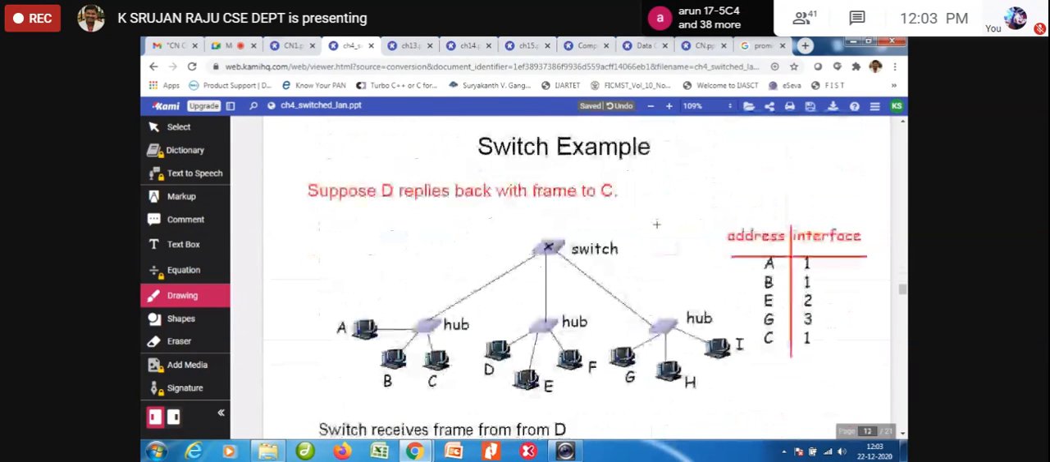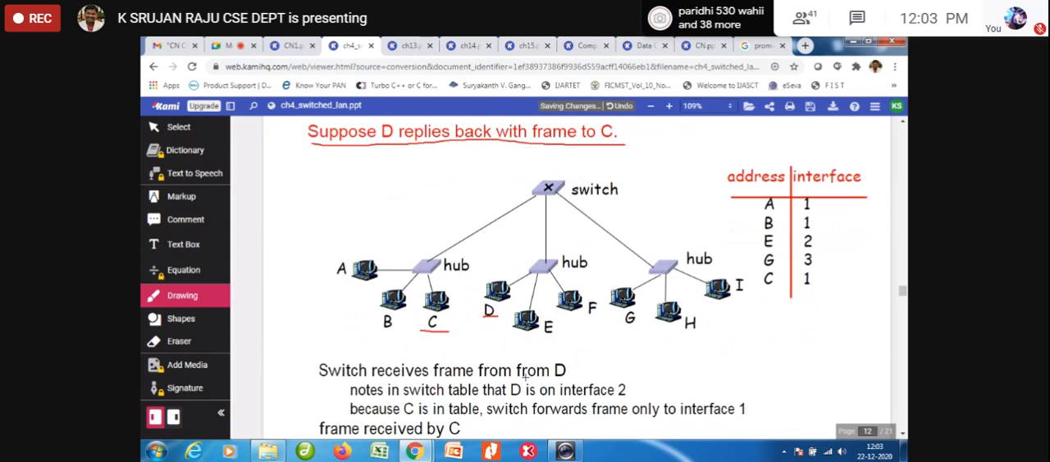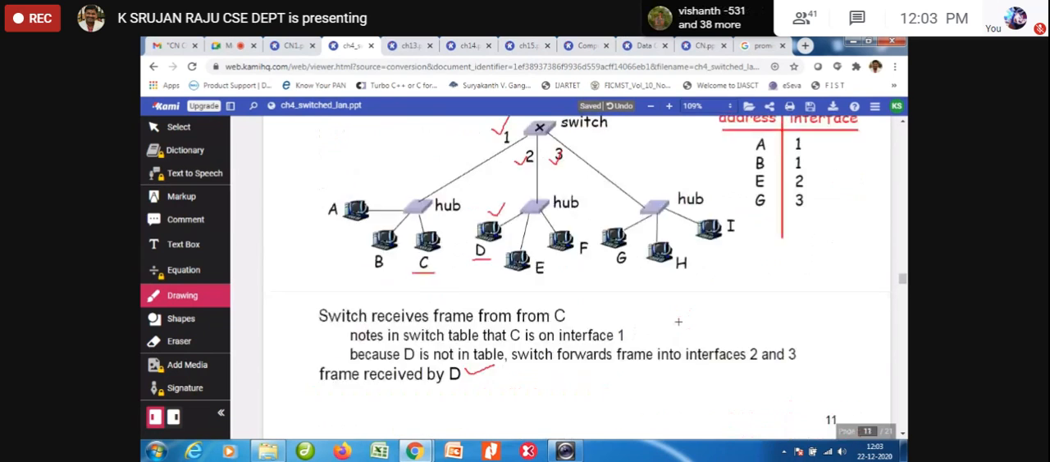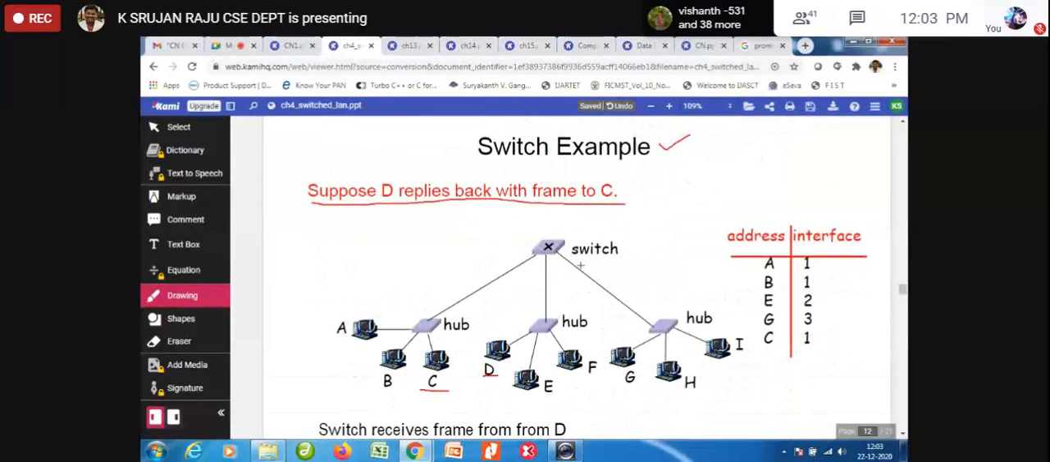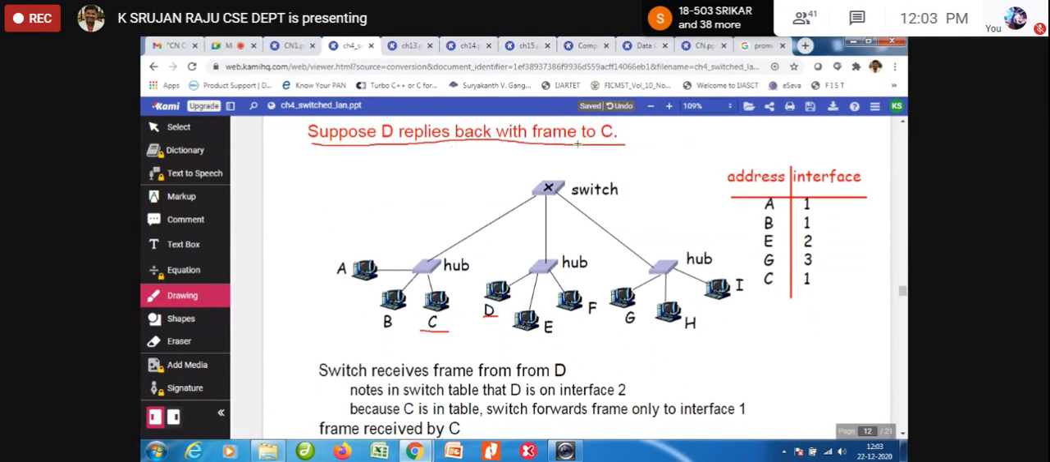So when you talk about a switch example, suppose D replies back with a frame to C. D is over here, C is over here. Now the switch receives the frame from D. Now C to D and D to C, the switch has learned. So when D is replying back to C, the switch receives the frame from D.